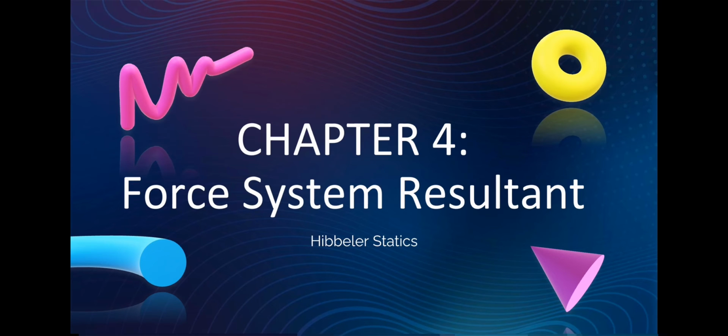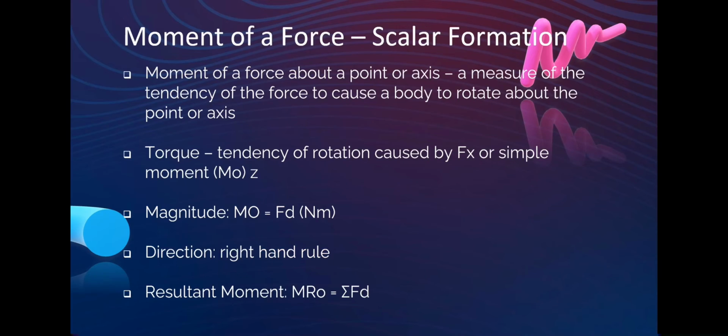I'm going to explain briefly about chapter 4, force system resultant. This is a chapter we have learned with Dr. Ruby, if I'm not mistaken. So this is just a summary of the topic. Right, so let's go first on the chapters that we have.